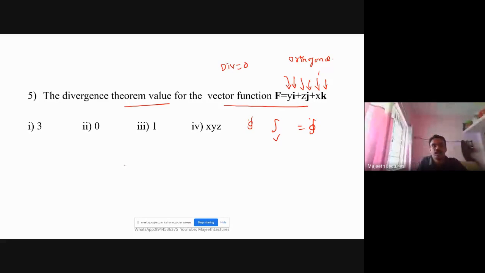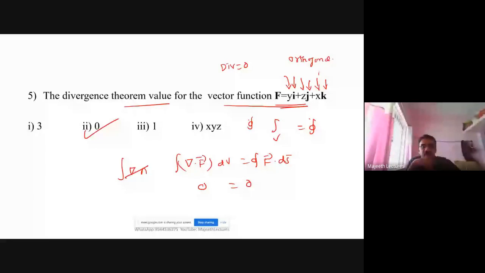It has only curl. So as per the divergence theorem, del dot f, here they have given vector f. So del dot f dv is equal to the closed integral f dot ds. This is the divergence theorem. As per the statement, del dot f will become 0. So 0 is equal to 0 only. So option B is the right answer.